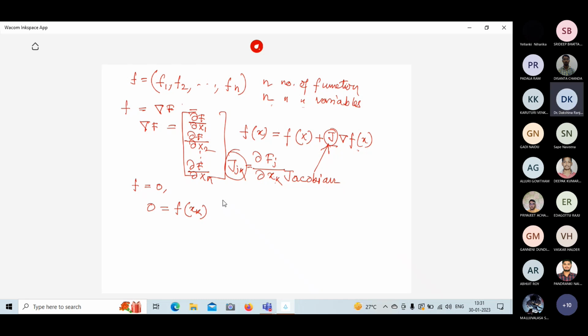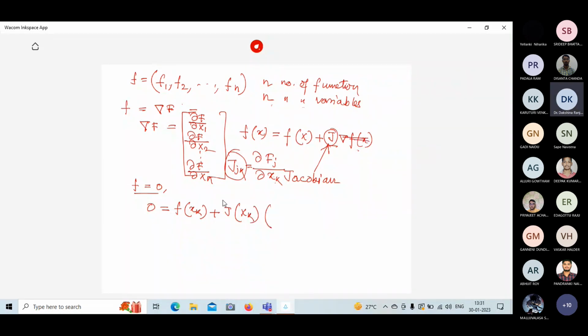Now since we have to solve this function to minimize the objective function, here we are writing 0 equals f of xk minus j of xk.